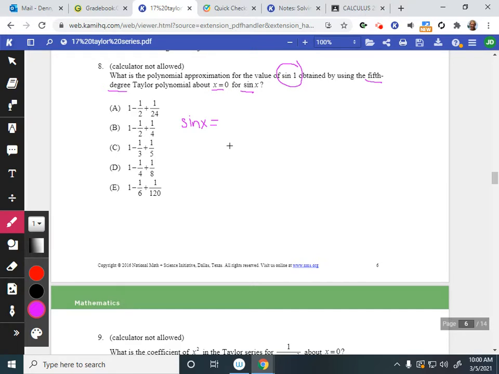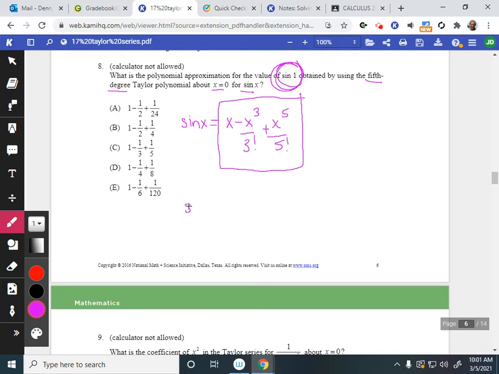So you can grab your little pink sheet if you want, or remember, okay, sine is odd, so we're going to start with x. Then we have minus x to the third over 3 factorial plus x to the 5th over 5 factorial. That is a 5th degree Taylor polynomial. There it is. They want me to approximate the value of sine of 1. So they want me to use this to find out what's the value of the sine of 1.